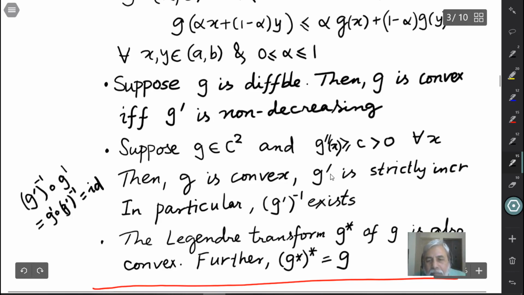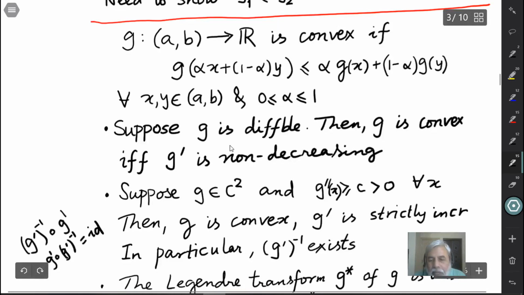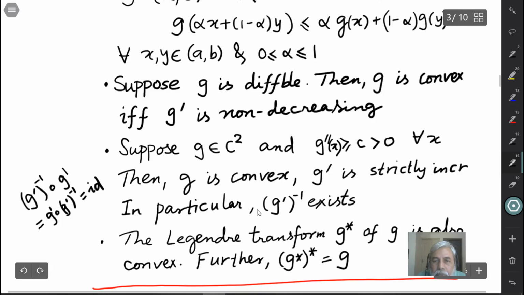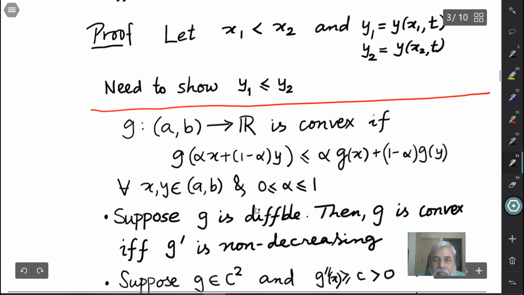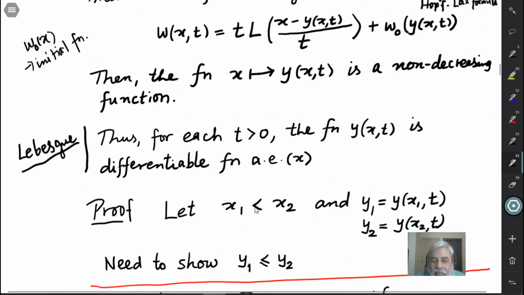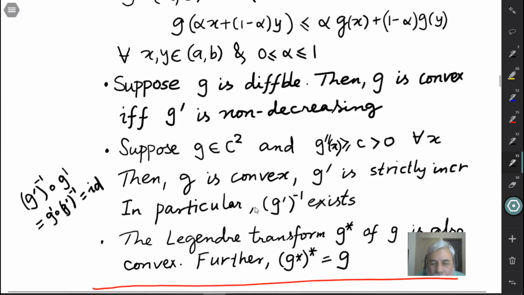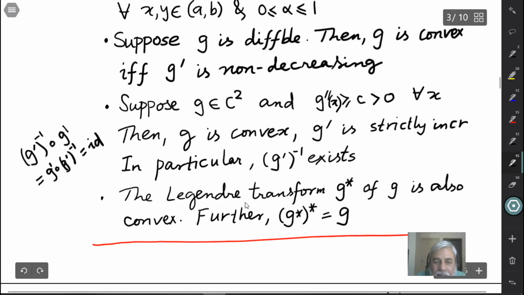Okay, so g prime will be from this interval AB onto some other interval, and g prime inverse will be defined on that range of g prime. Okay, so this is a simple fact regarding convex functions, and that's what we are going to use. For our f strictly convex, f prime is strictly increasing, so this functional inverse exists. And as far as the Legendre transform is concerned, that is generally defined only for convex functions.